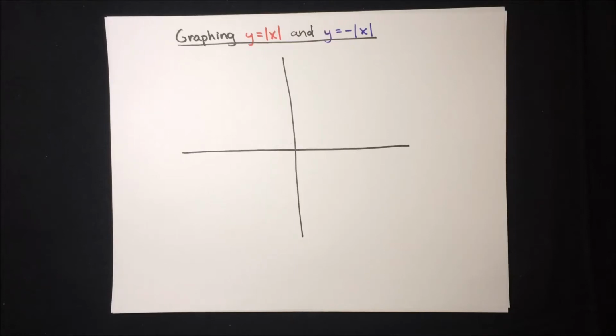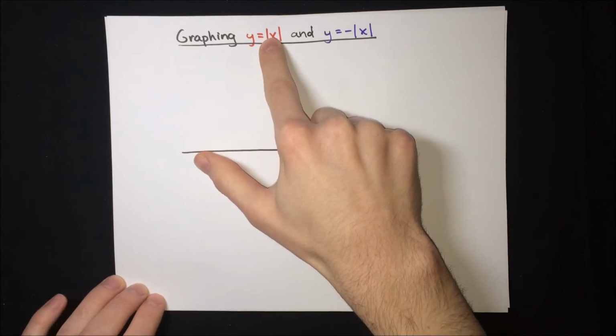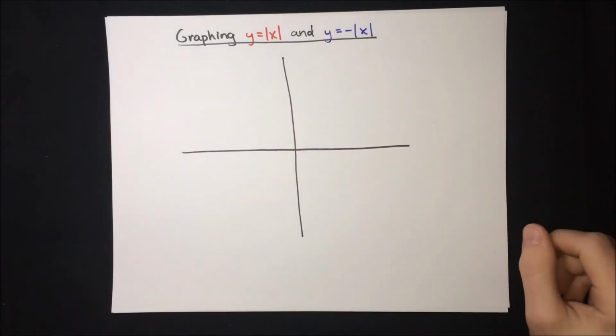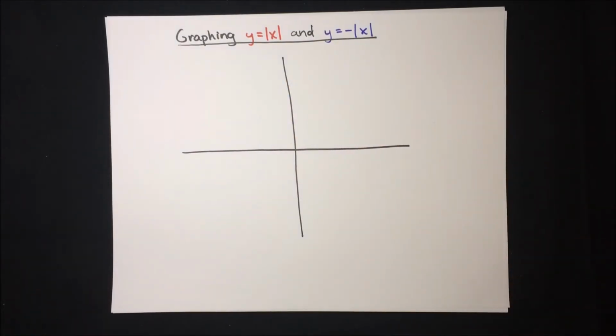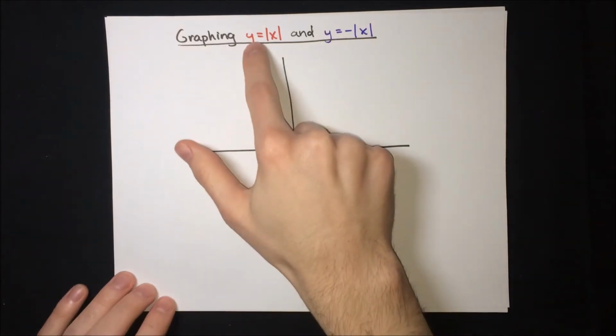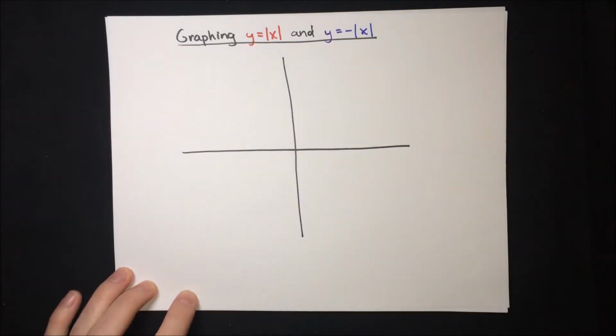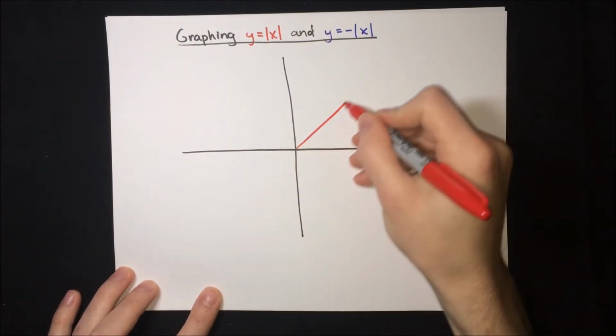In this video, I'm going to show you how to reflect and translate the graph of the absolute value function. This way, we can learn to graph absolute value functions quickly without having to create a table of points. First off, we're going to graph the regular absolute value function. We already know that looks like a V.